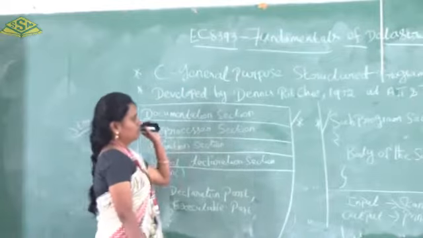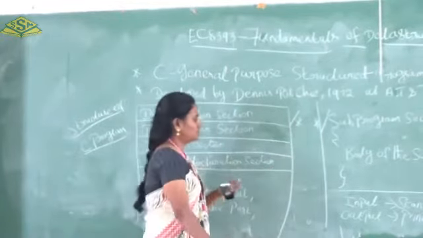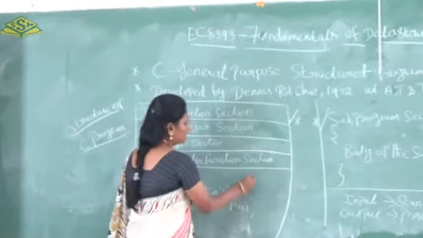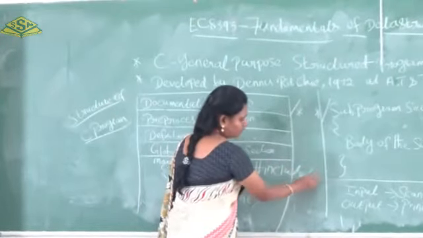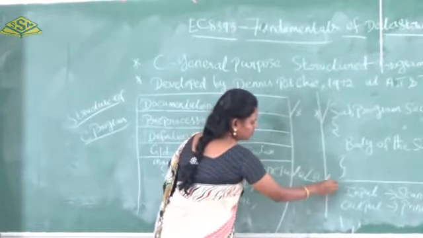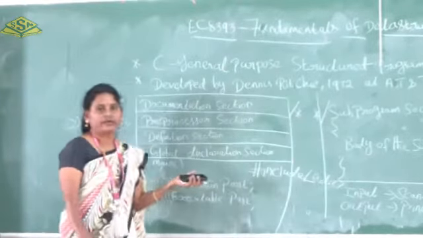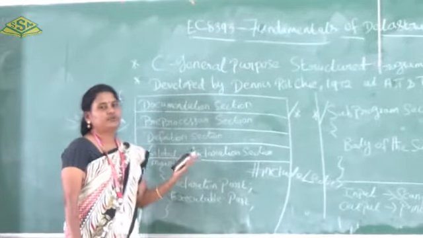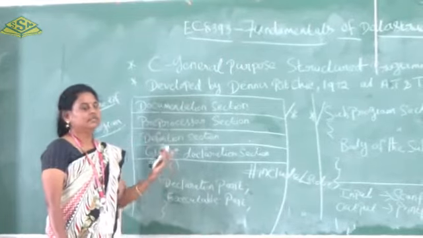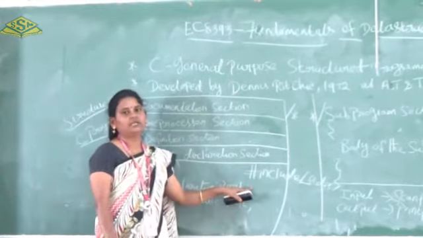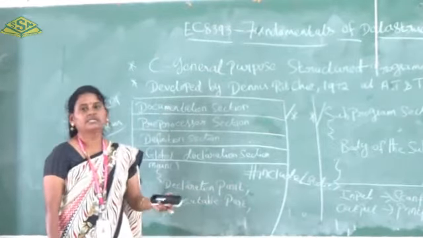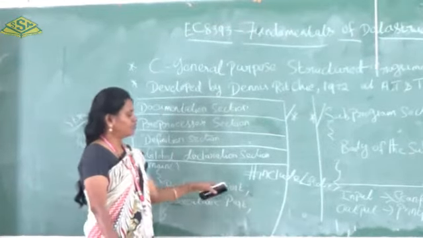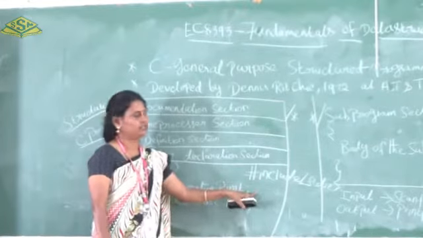If we want to write a program, the first thing we have to include is the header files called hash include stdio.h. Then hash include conio.h. If in the program we are using any mathematical terms, then along with these two we have to include hash include math.h. Then if you are going to use any string function, we have to include hash include string.h.